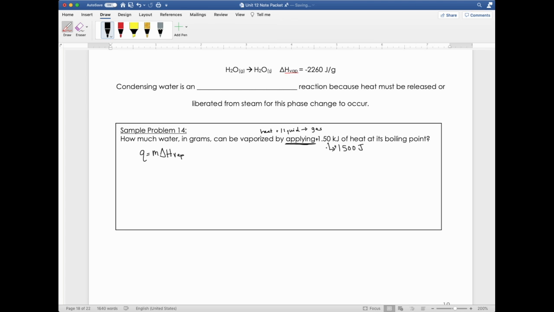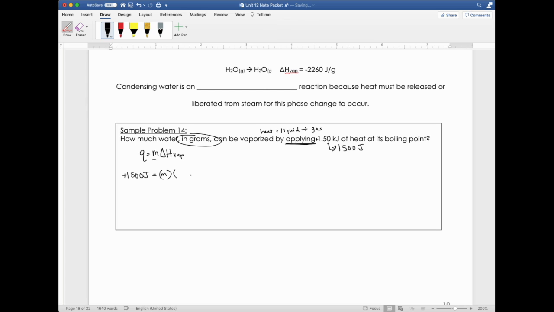So now that I know how much heat is applied, this problem is telling me that we applied 1,500 joules of energy to the system. We want to know how much water I can vaporize using all of that energy. So we're going to solve for mass in this case, especially because it says how much water in grams can be vaporized. Q is positive 1,500 joules. And we're going to solve for mass.